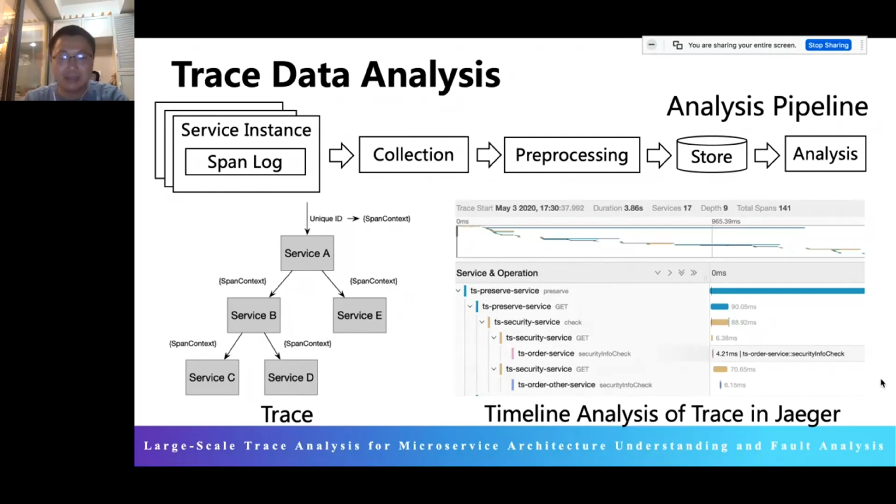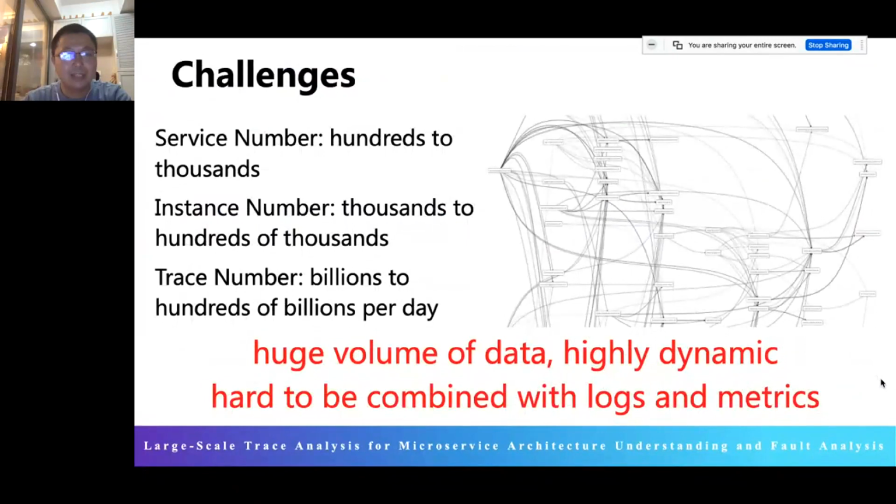Based on this kind of analysis, we can see how the execution time of a trace is distributed in different parts of the traces. So this is the timeline analysis. We know that the challenges for trace data analysis are, I think, many related to the large scale, the huge volumes of data, and also highly dynamic. Also, I think trace data is very hard to be combined with logs and metrics.